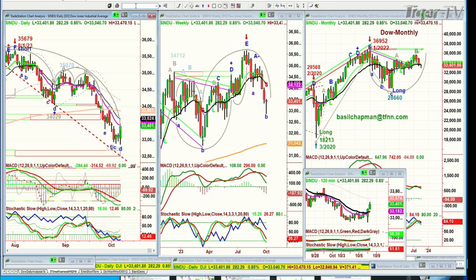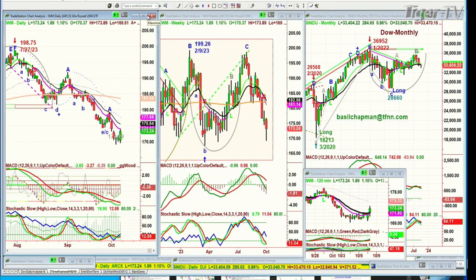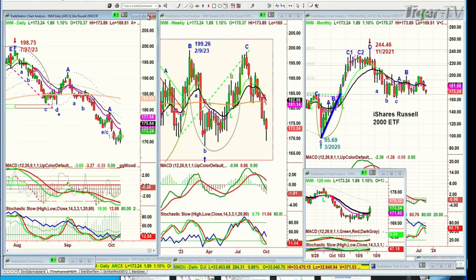So Basil, we loaded half the boat with the IWM. That's the IWM, the Russell Small Caps. So you did that yesterday. So you're in a very nice position. That was brave, I must tell you, because it was the weakest index. And if we were going to fail, you'd be in the failing weakest index. So far, I'm saying that's good.